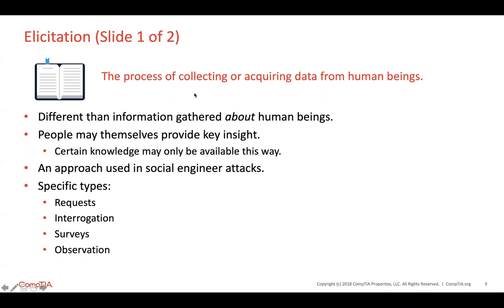Elicitation, the process of collecting or acquiring data from human beings. It's different than information gathering about human beings. People may themselves provide key insights. Certain knowledge may only be available this way. It's an approach to use in social engineering attacks. Specific types: requests, interrogation, surveys, and observation.